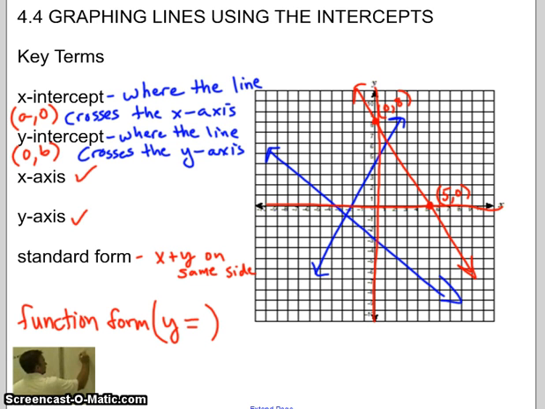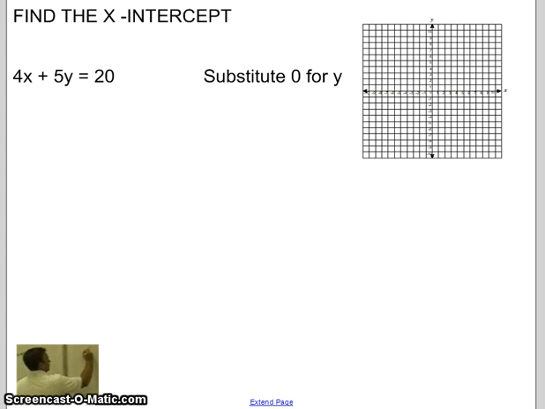It's also shown as ax + by = c, where a, b, and c represent numbers. Just to give you an example, 4x + 5y = 20. That's standard form. You notice x and y are on the same side of the equation, on the left side. So let's look at some examples.